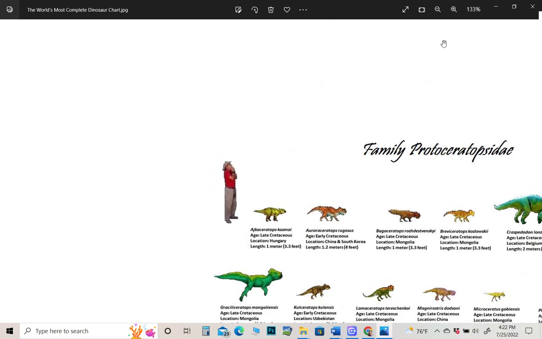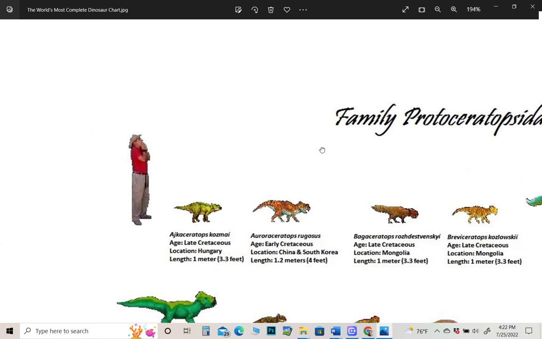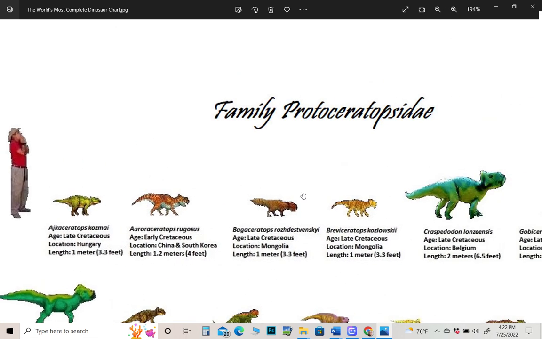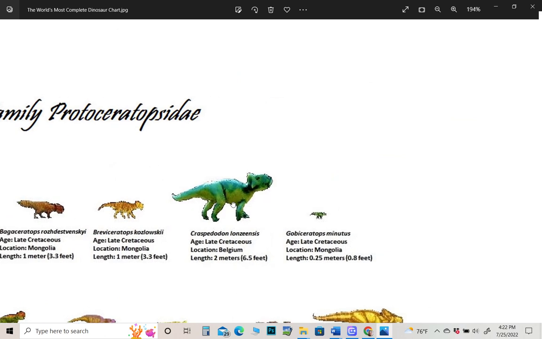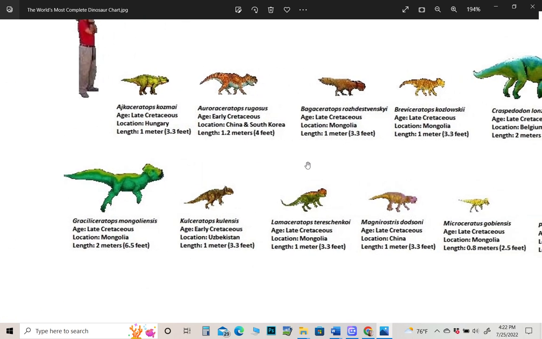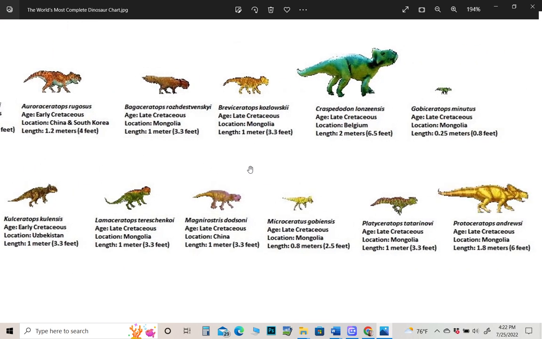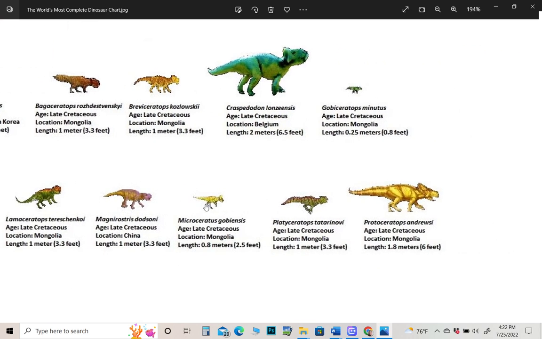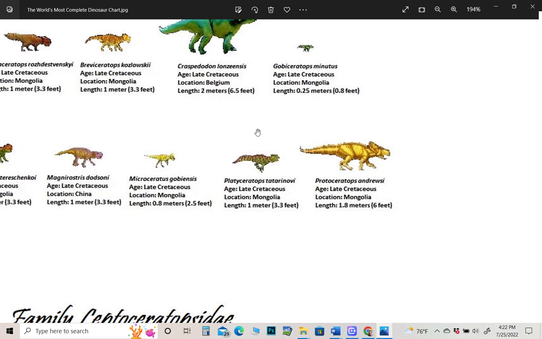So we have, starting with the protoceratopsids, Aguerosaurus, Auroraceratops, Begaceratops, Brevioceratops, Crespidodon, Gobiceratops, Graciloceratops, Lamaceratops, Magnirostris, Microceratus, which was in the Jurassic Park novel as well as in the recent movie. It used to be called Microceratops, but again, we found another beetle with a stupid name, so you had to change the much more famous dinosaur name for the beetle. Kind of irritating, beetles.